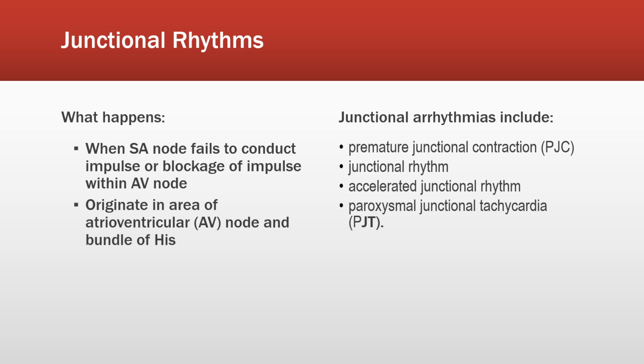So the impulse is not firing from the top of the atrium anymore. It's firing from the AV node, which is coming from the bottom. So what we're really going to see when we talk about junctional rhythms are inverted P waves. Okay, we'll get into that a little bit more. There are different types of junctional rhythms: you have a premature junctional contraction or PJC, junctional rhythm, accelerated junctional, and paroxysmal junctional tachycardia. So we're going to run through all of these.